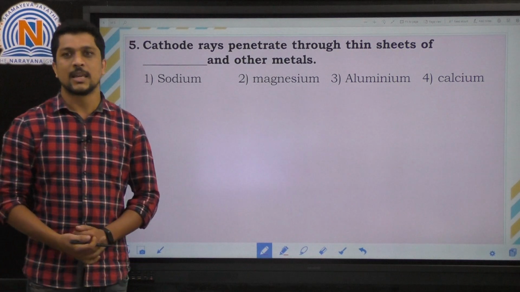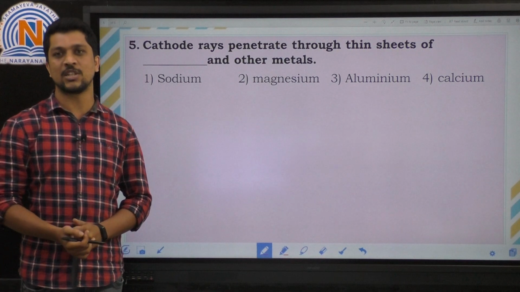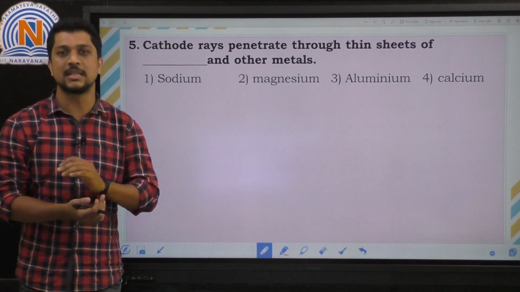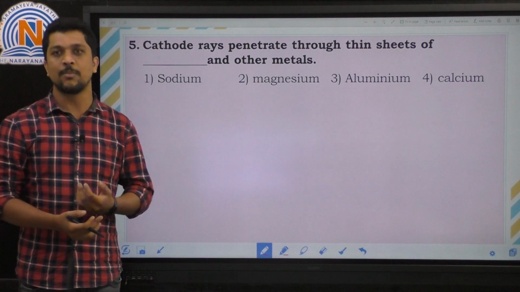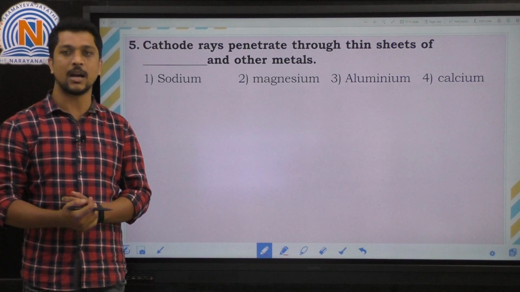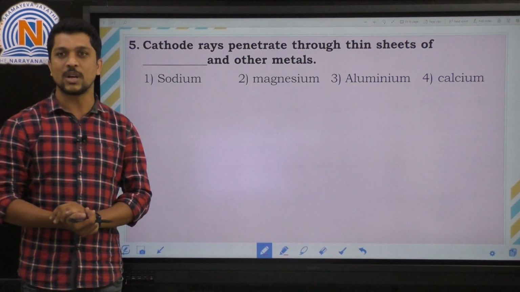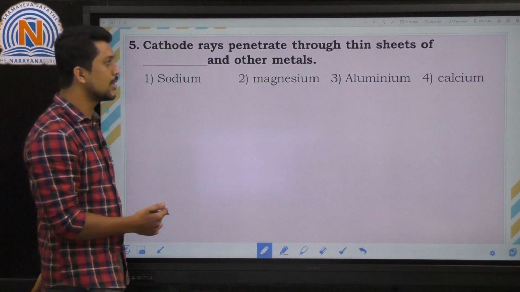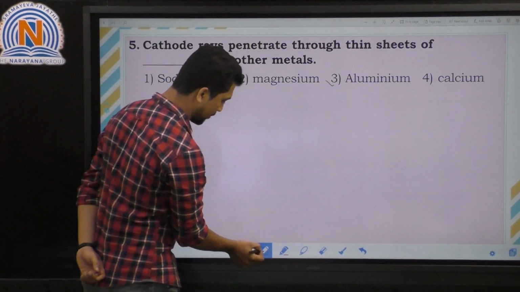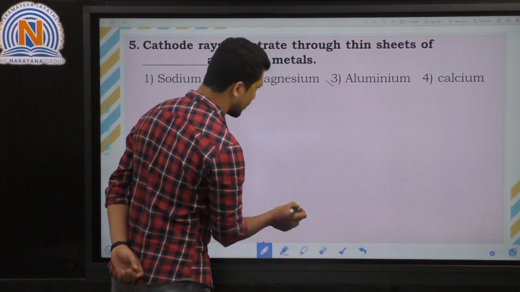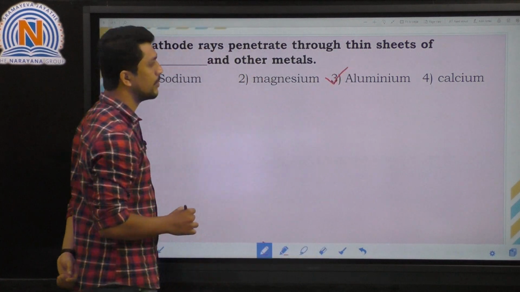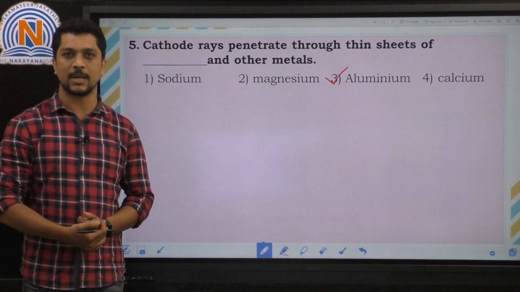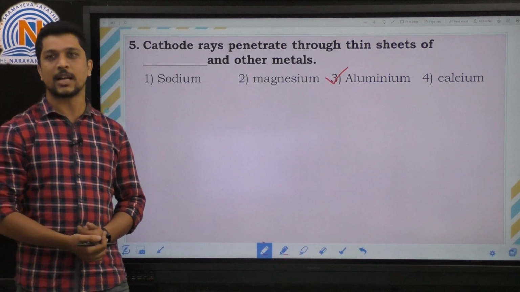Here the fifth question. Cathode rays pass through thin sheets of dash and other metals. So these cathode rays will penetrate metals like aluminium, gold, this kind of. So here the answer is aluminium. The cathode rays penetrate through the thin sheets of aluminium and other metals. So the correct option is third option. So cathode rays penetrate through the thin sheets of aluminium and other metals. Clear? With this I come to the end of the session.